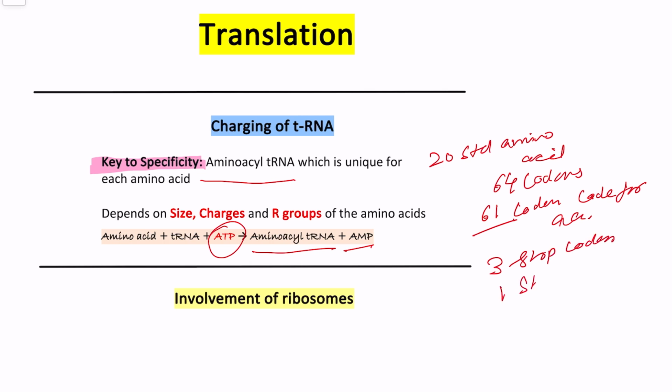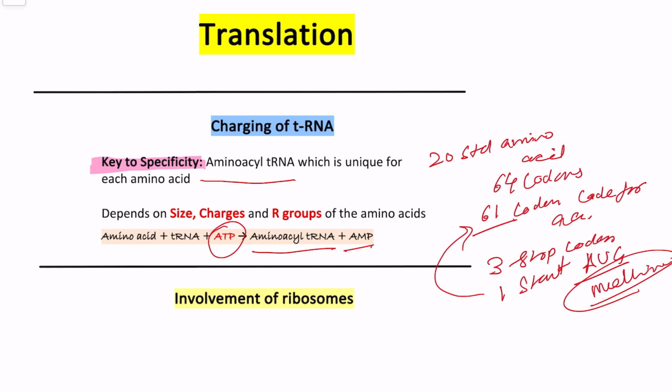And 1 start codon, AUG, which codes for the methionine, and it is included in the 61 codons which code for the amino acids.